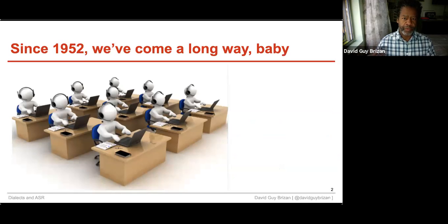Speech systems really began in 1952, and they were really primitive at that point in time. They could recognize maybe 10 digits. So I could speak into a microphone, say something like 153, and it would recognize that. We have come a long way since then, of course.